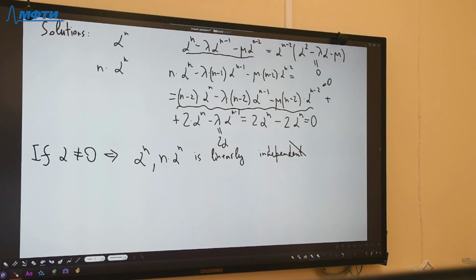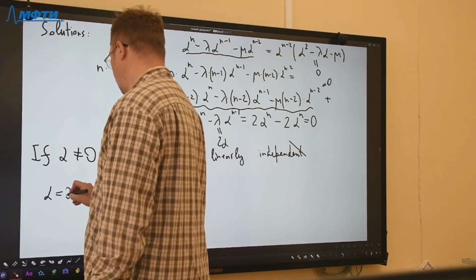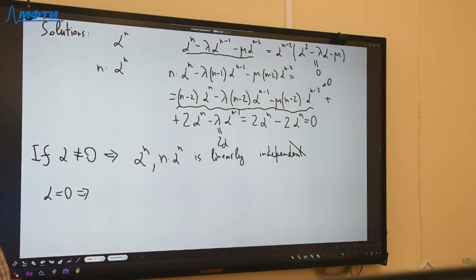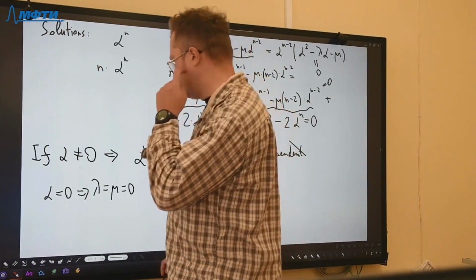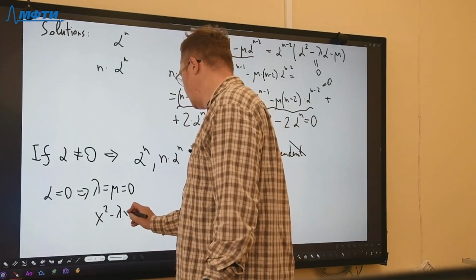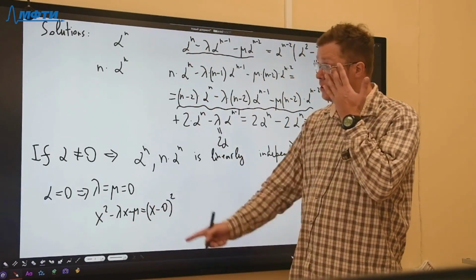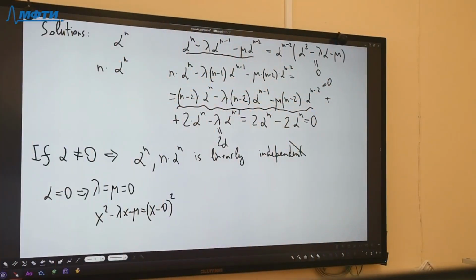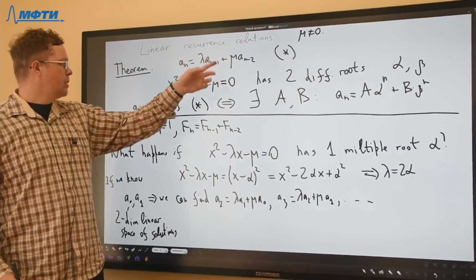Why is alpha not equal to 0? Because if alpha is equal to 0, then lambda is equal to mu equal to 0, because x squared minus lambda x minus mu is equal to (x minus 0) squared. And this means that my recurrence relation was not of order 2, but of order 0, because I assumed in this recurrence relation that mu is not equal to 0. So this will be a relation of order 2.